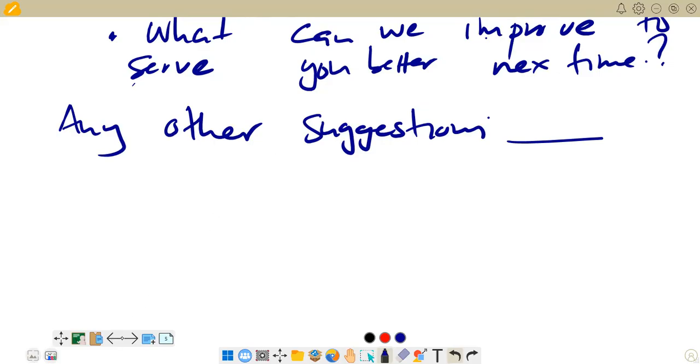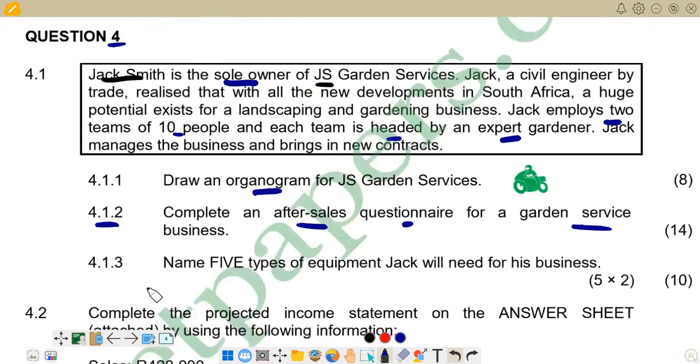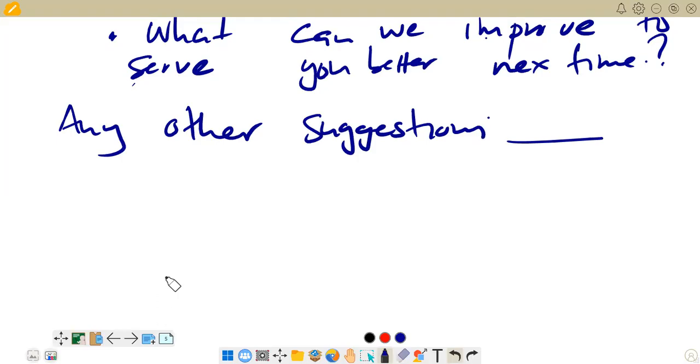So we can just go on to see what we have next. Then the next one is 4.1.3, saying name 5 types of equipment Jake will need for his business. So here we are just looking for equipment that can be used at a business. Very simple. We have many examples of equipment that we can include. In the office we need some computers, etc. So these are some of the things that you can include in 4.1.3.